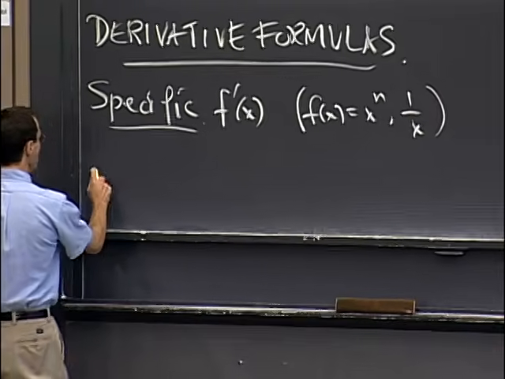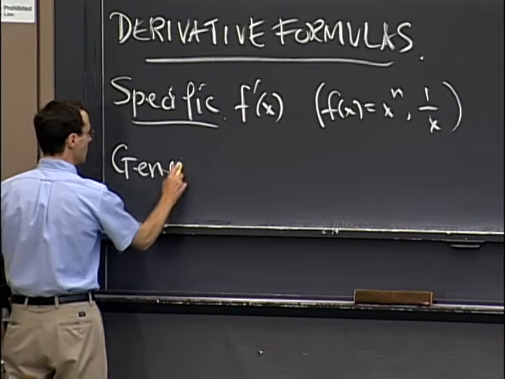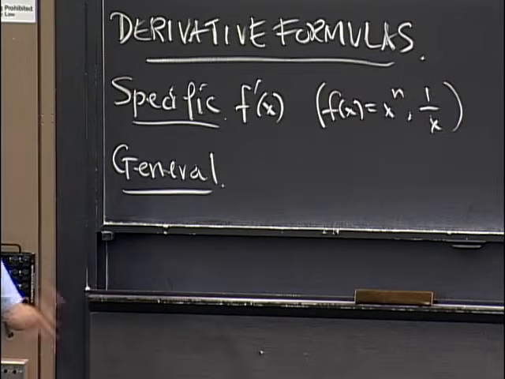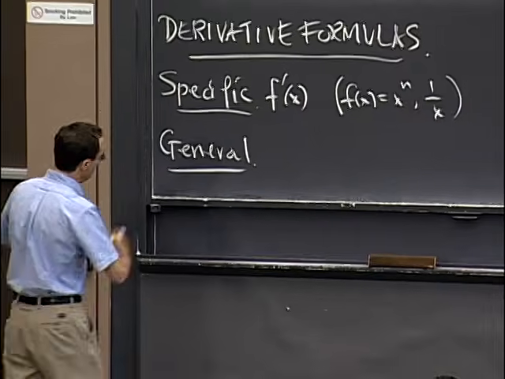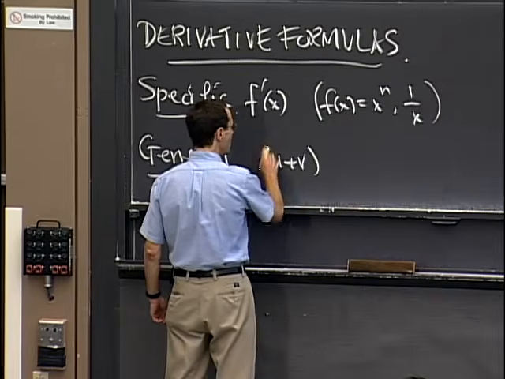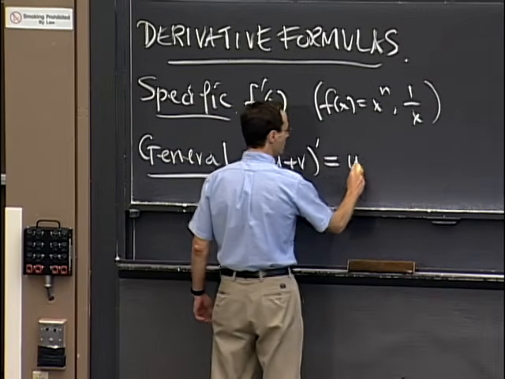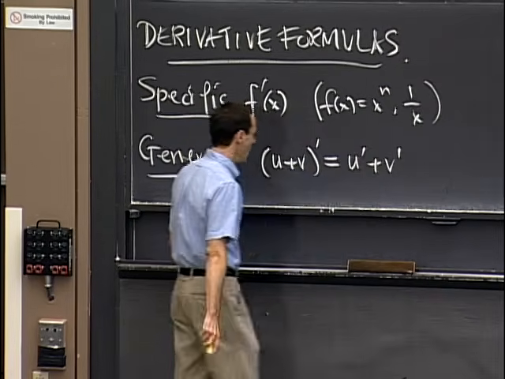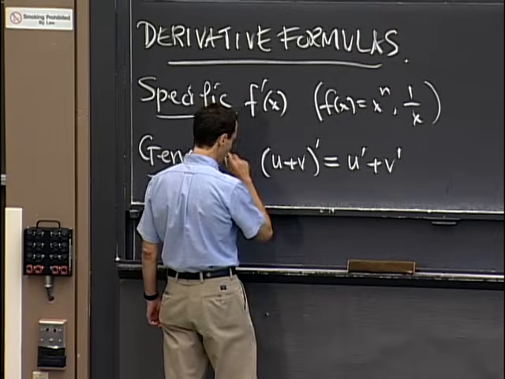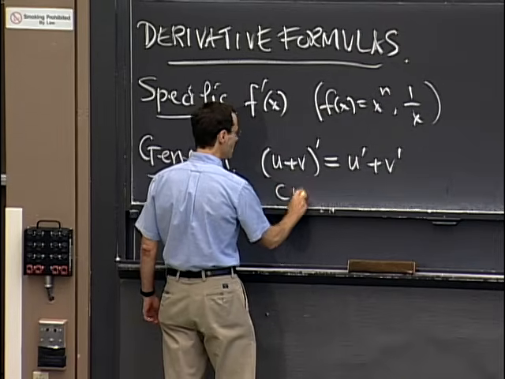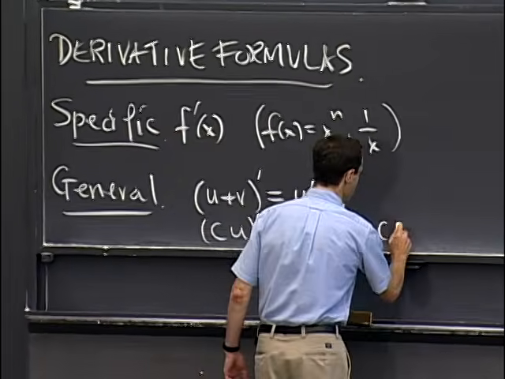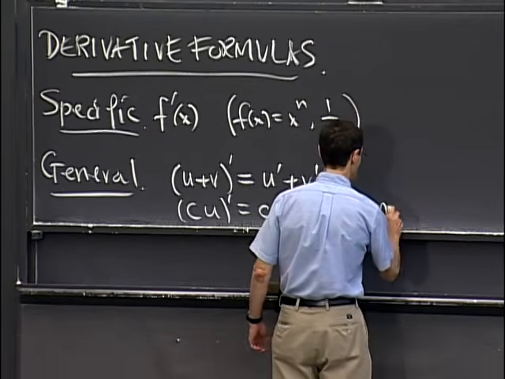And then there are general formulas. The general ones don't actually give you a formula for a specific function, but tell you something like if you take two functions and add them together, their derivative is the sum of the derivatives. Or if you multiply by a constant, so c times u, the derivative of that is c times u prime, where c is constant.